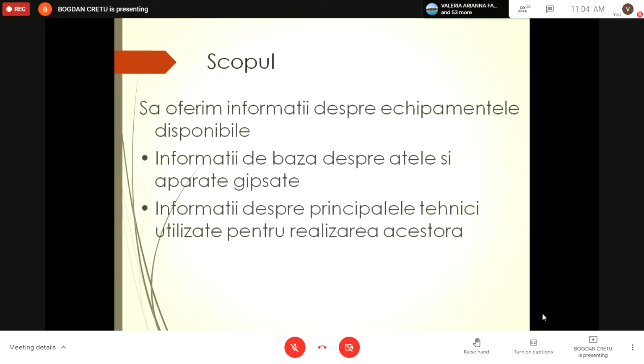The scope of the presentation is to offer you the information about splints and casts, and offer you information about the most important techniques that you'll have to use to apply them.